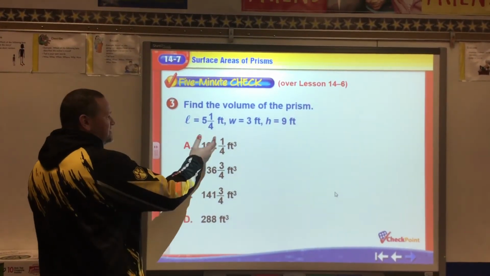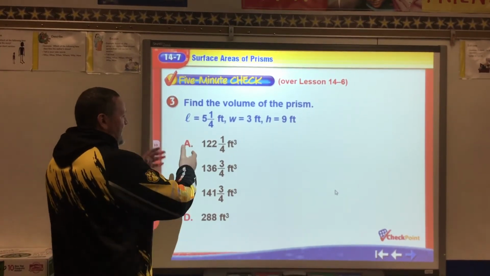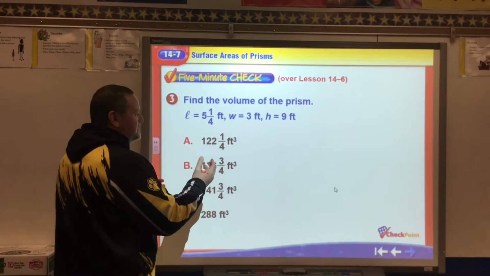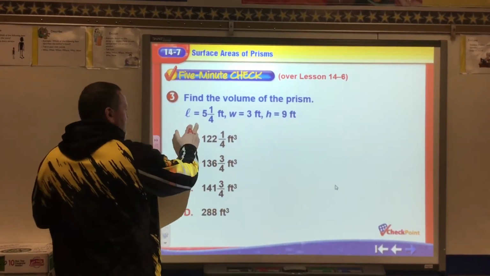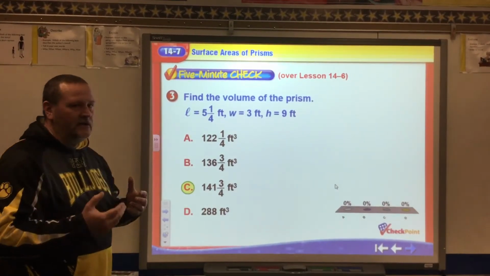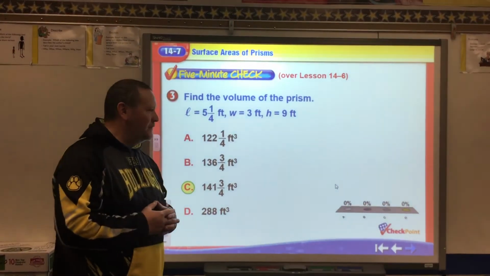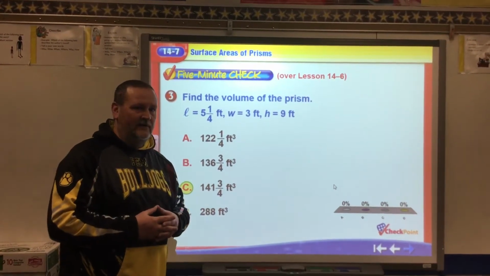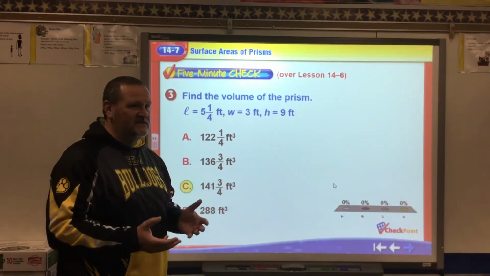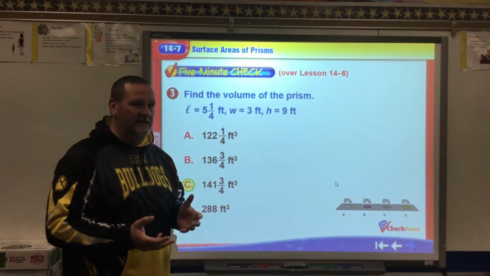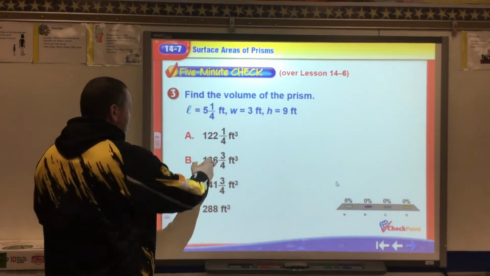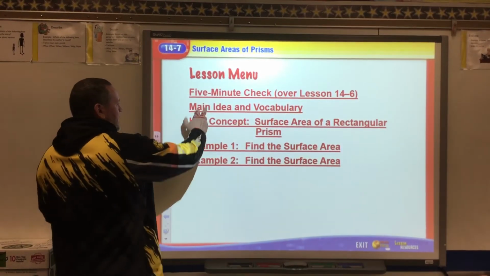So in this case, I would multiply 5.25, because I would convert it to a decimal, times 3 times 9, and in your answer, it would actually come up with 141.75. Okay? And again, the 0.75 is like 75 cents, which is 3/4, 3 over 4. Okay. All right.